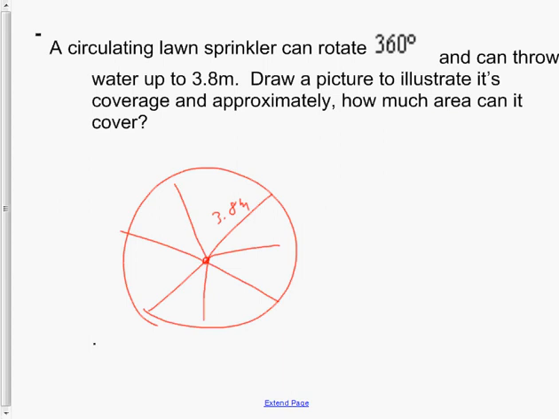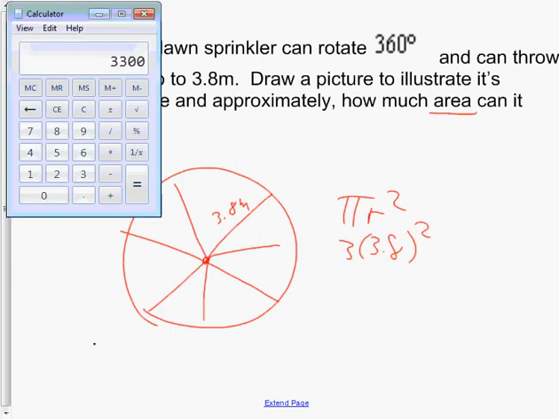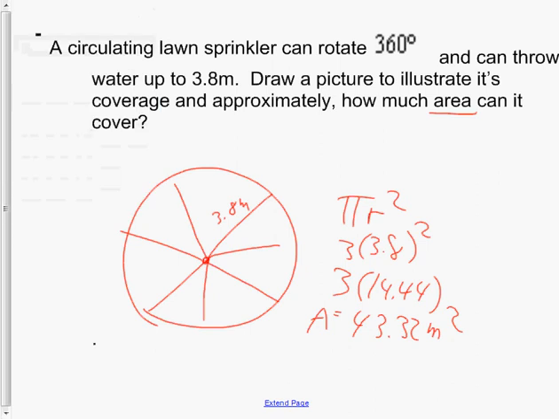And how much area can it cover? So area equals pi r squared, or 3 times 3.8 squared. Let me take my calculator and find out what 3.8 squared is. 14.44. Multiply that by pi, and you get an area of lawn of approximately 43.32 meters squared that it can cover.